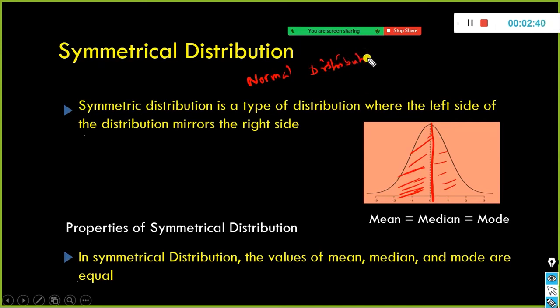It is also called a bell curve. It appears like a bell. People use these 3 terms interchangeably. In general, they use the bell curve or normal distribution. Now let us see some practical examples.